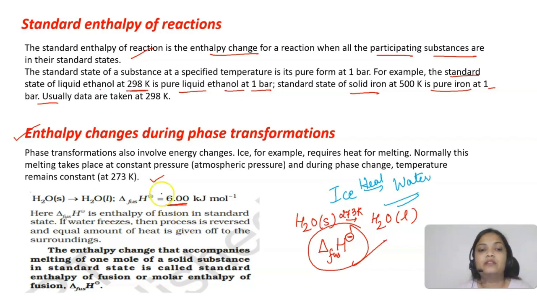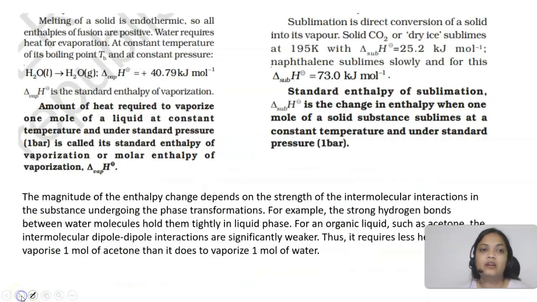So here this delta H is positive. It is telling us that heat is required for the reaction. Of course, heat is required for melting. Now if water freezes, the process will reverse and an equal amount of heat will be given out to the surroundings. There the sign will become negative. Same goes with vaporization also. Melting is endothermic, so all enthalpies of fusion are positive, I told you.